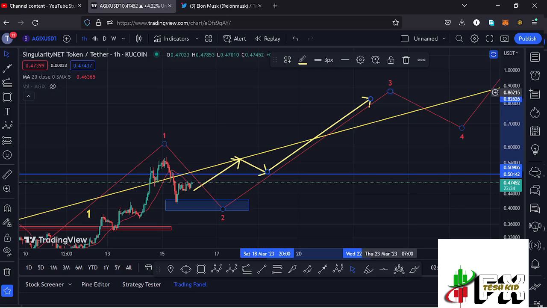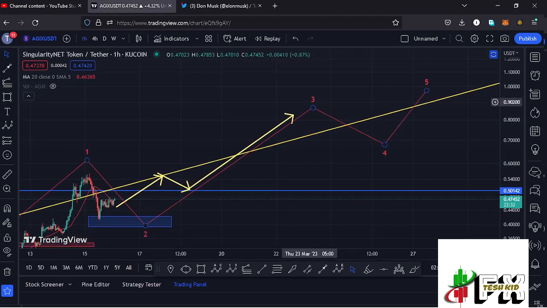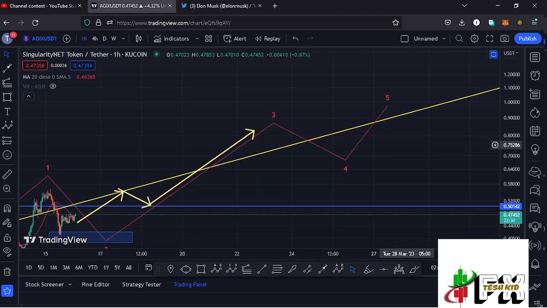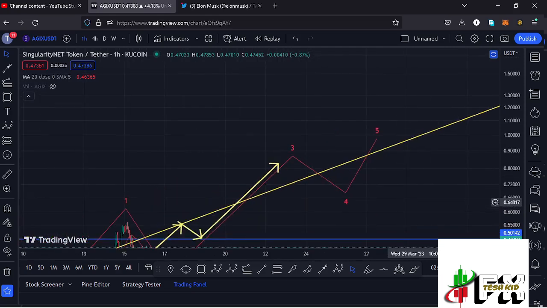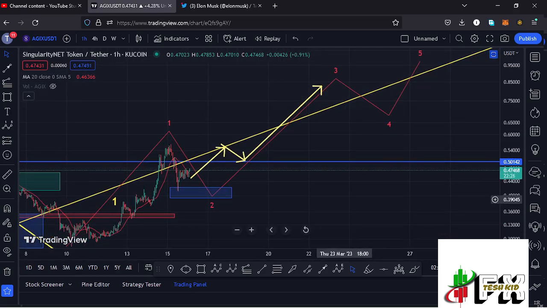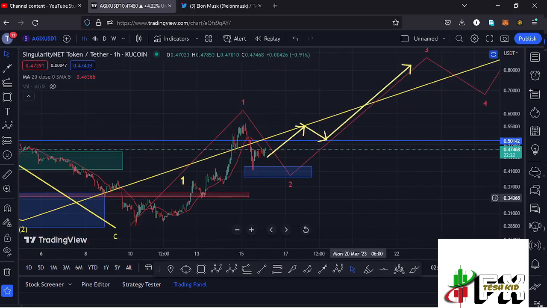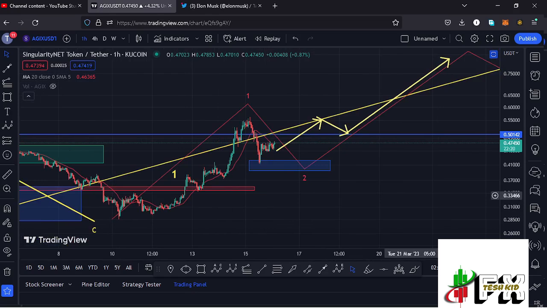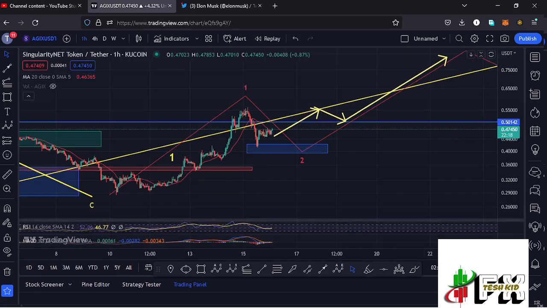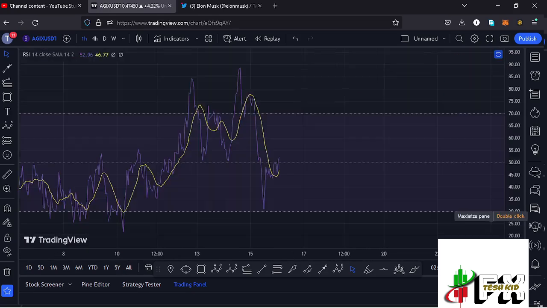And once that high for that wave 3 is in, then we can expect a wave 4 and then continue gearing up in the formation of that wave 5 to give us a high above the $1.3 mark in the formation of that higher Elliott wave count 3. So that is what I'm expecting here on the AGIX chart on the short-term scenarios, and also taking a look at the indicators to see what movements will be supported.